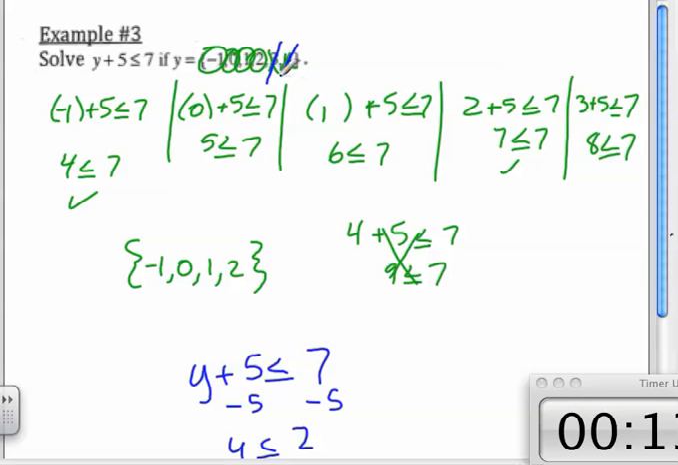Okay? We're going to spend a whole section on how to solve inequalities. We do it the exact same way we would do it if it was an equation, except if we multiply or divide by a negative, we flip it. All right? Okay, good job. Let's look at this last one.